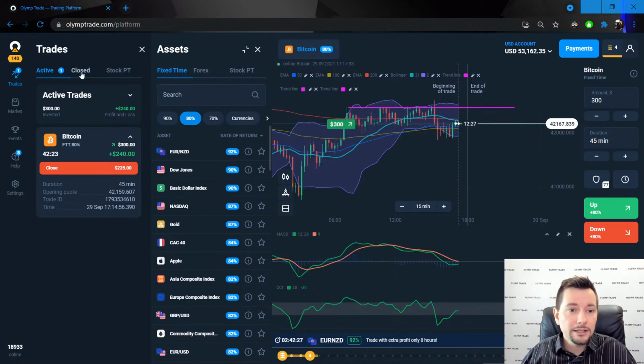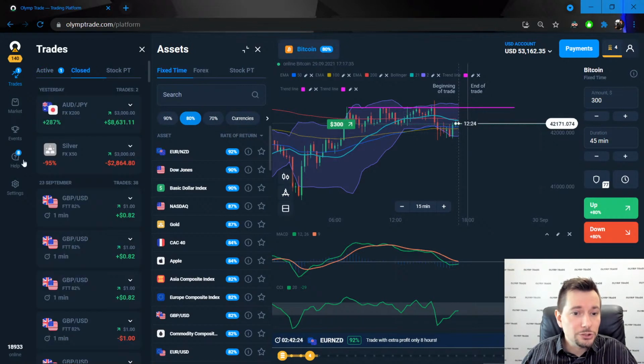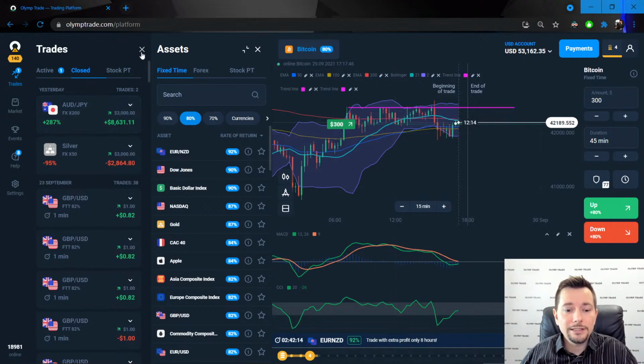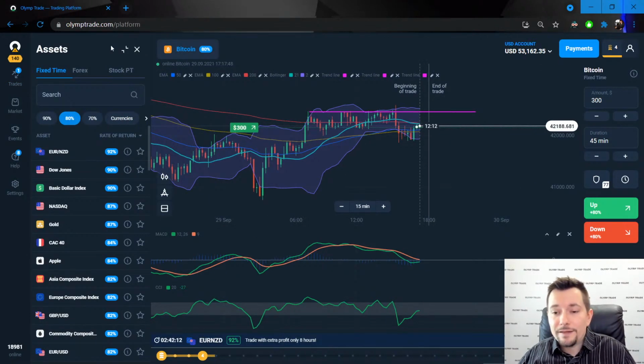Again, this is my own money, just to show you guys some of the trades that I do make. This was for the competition, please don't mind that, but I closed that monster trade, the Aussie Japanese yen, yesterday. So $11,000 was the income on that trade. I hope that this one goes through as well, and I'll see you guys in about 40 minutes.